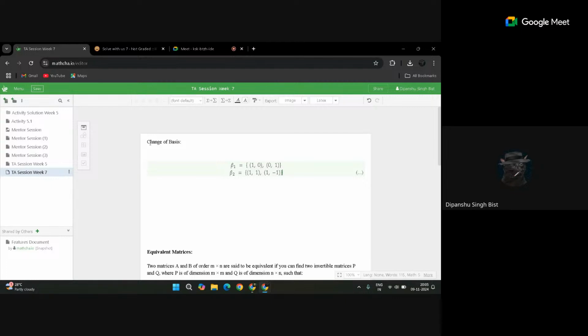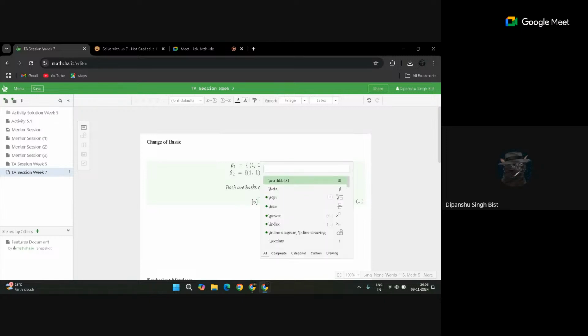When we talked about bases, we saw that bases are not unique, they are different, right? And here we can see both B1 and B2 are bases of your R2, correct? Now in week 6, we saw that we have coordinate vectors, and coordinate vectors are defined on some basis. So let's say we have a given coordinate vector v, and that v was defined on the basis b1.